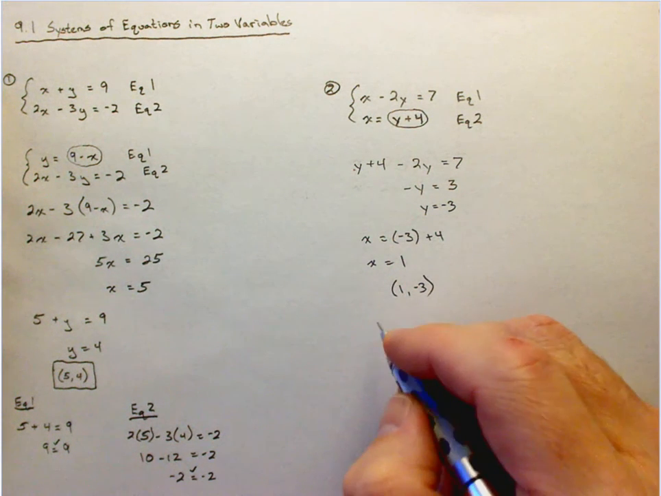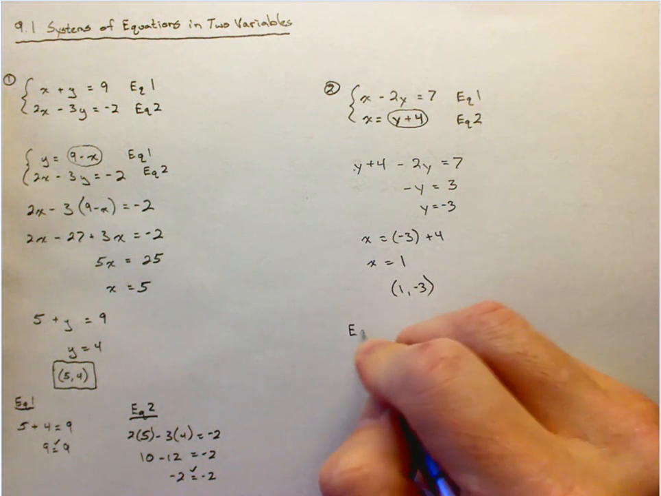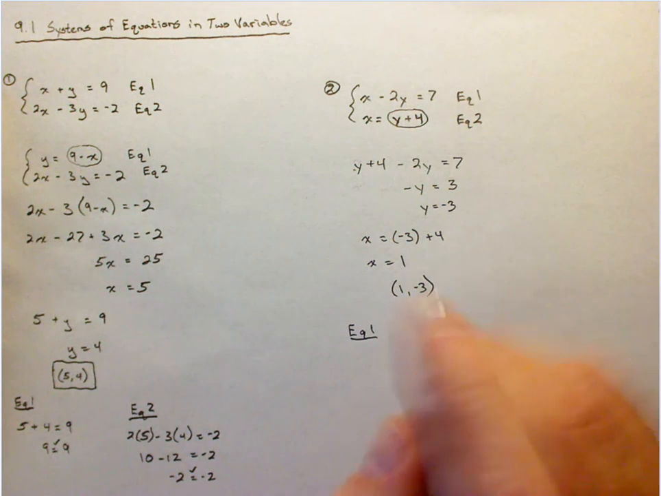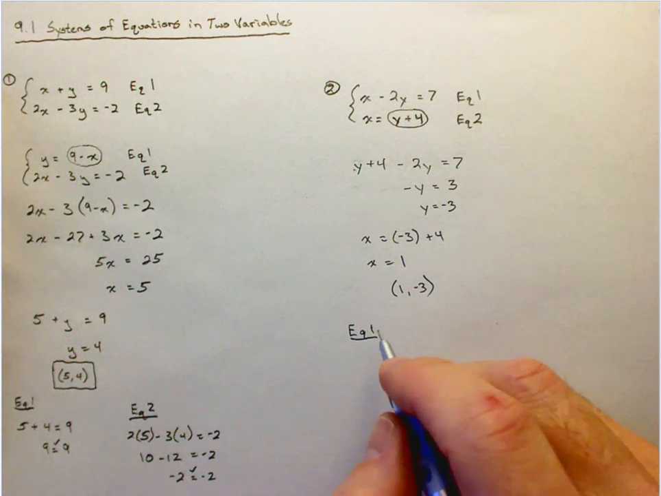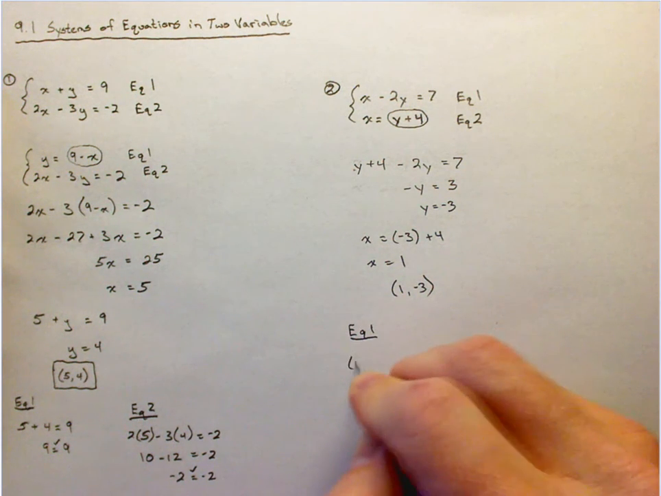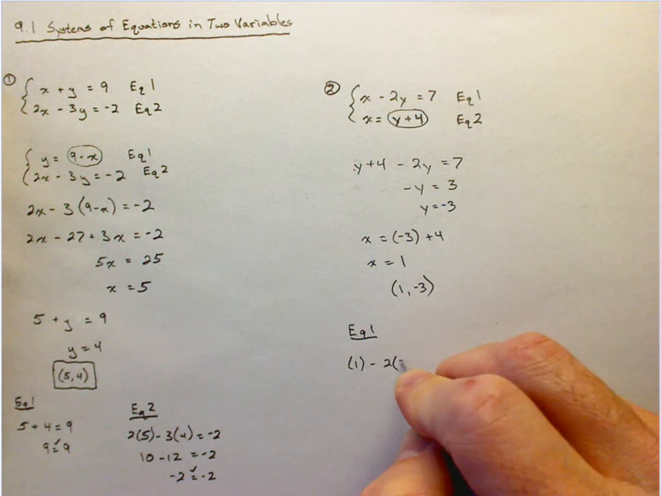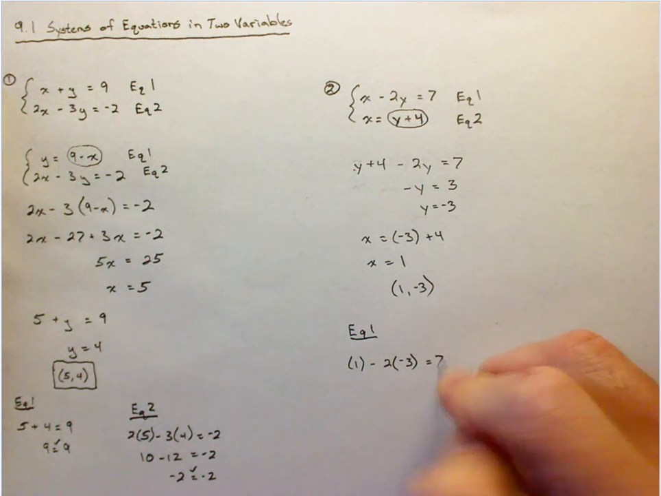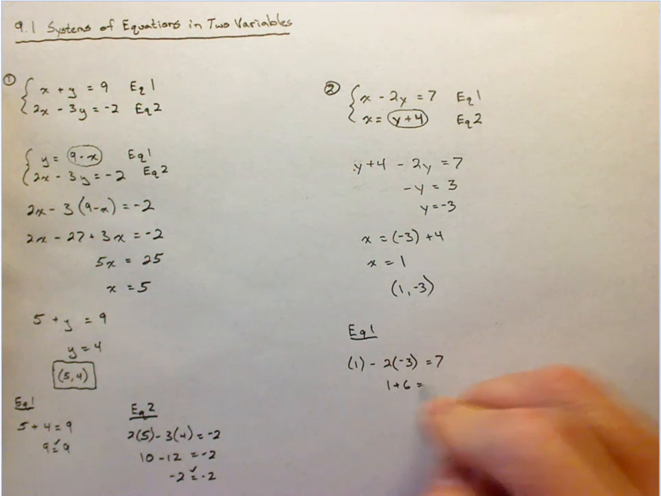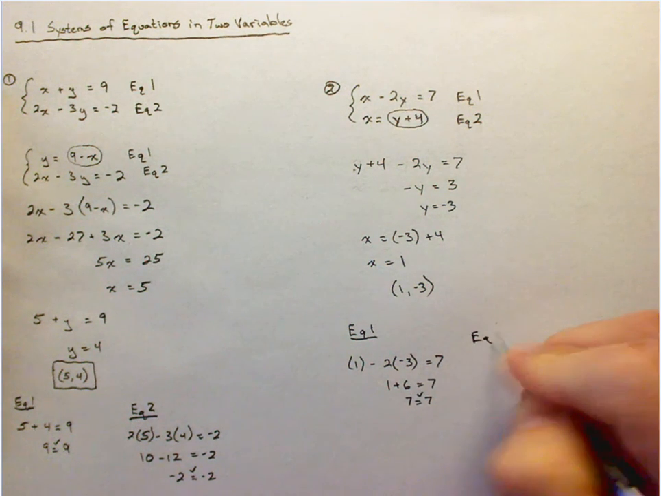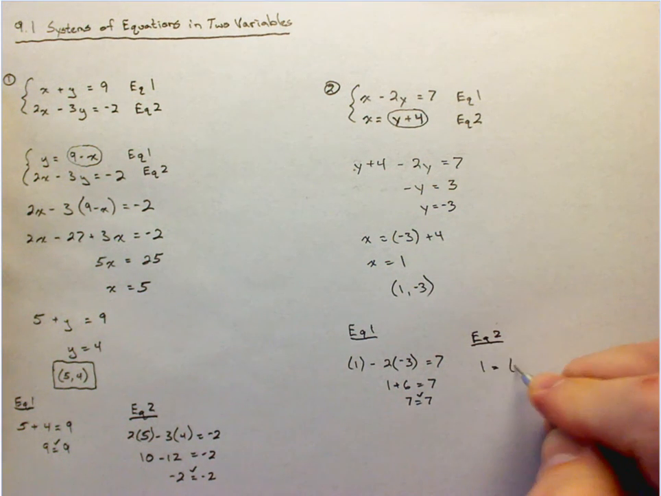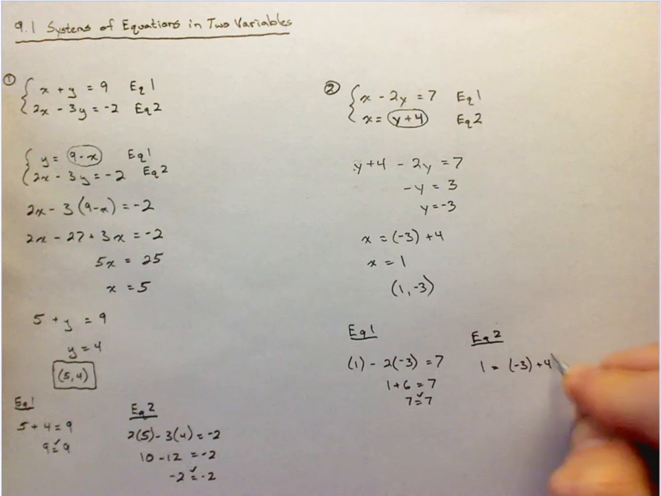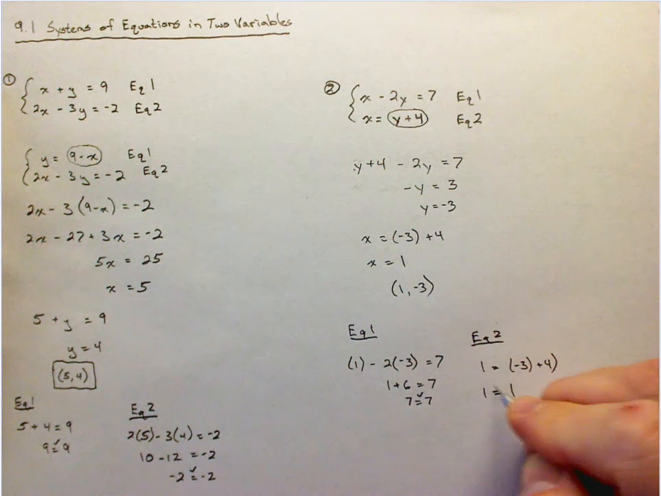And I can verify. I can do equation 1. And you need to do both. Don't just do one in order to verify and say, yes, this is the solution. I have 1 minus 2 times a negative 3 equals 7. Well, that turns into 1 plus 6 equals 7. 7 equals 7. That is true. And I need to do equation 2. I say 1 equals a negative 3 plus 4. 1 equals 1, and that is true.